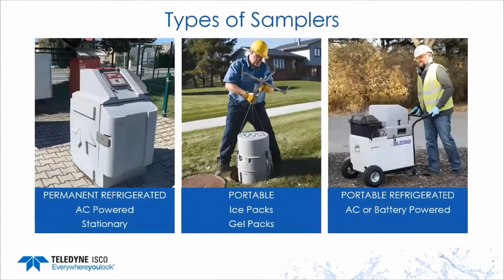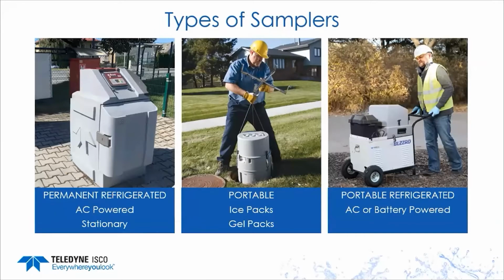There are a number of sampler models that can be used for wastewater-based surveillance sampling, all with the capability to do composite or sequential sampling, as well as any of the three previously discussed sampling methods. The first is a permanent refrigerated sampler. This is best used at the treatment plant level, where the sampler will not be moved to different sites due to its size and weight. It is AC powered and it is refrigerated so that ice or gel packs are not required for cooling.